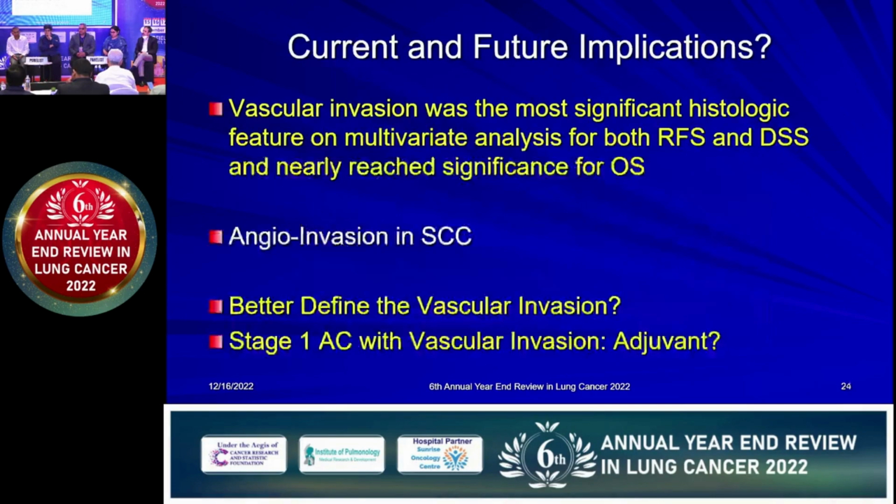Let me come straight to the point. So, stage 1A angioinvasive: would you be compelled to give adjuvant chemotherapy or adjuvant therapy? More than 50 publications are there saying that angioinvasion is a poor prognostic factor. So how will be the thought process following this meta-analysis as well?